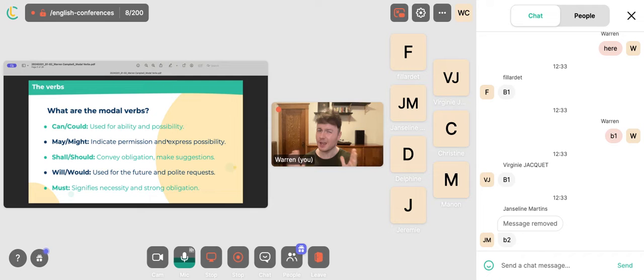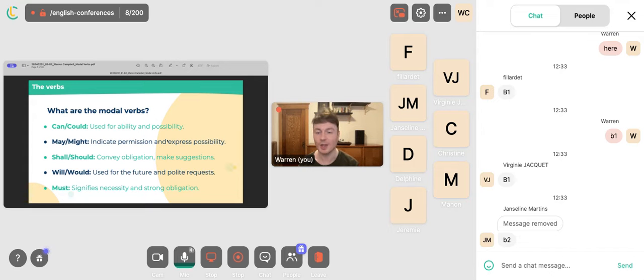Shall and should, I get asked about these ones quite a lot. They convey a degree of obligation, especially with should, and make suggestions, and even give advice with should. Shall is one of these modal verbs that is becoming less and less used in the English language. We normally use it to offer and suggest something, but we'll see that later in the presentation today.